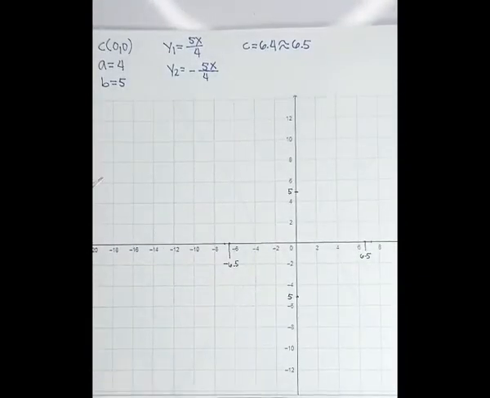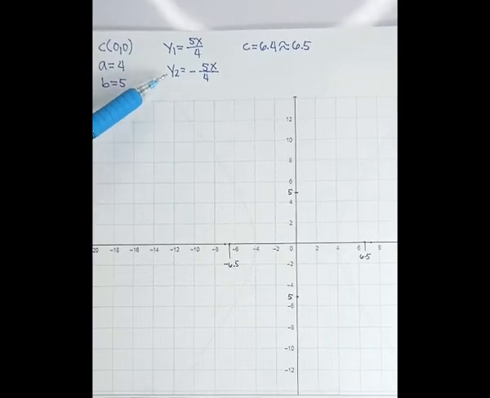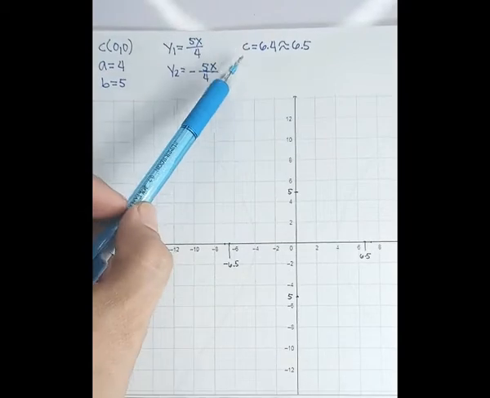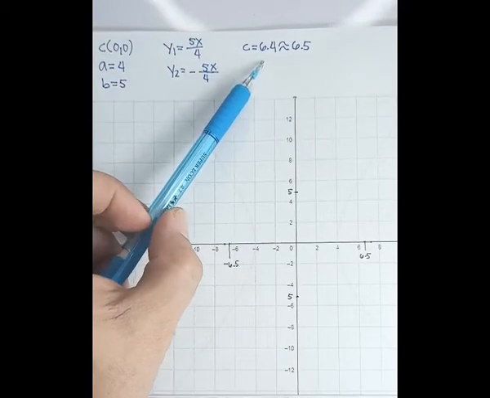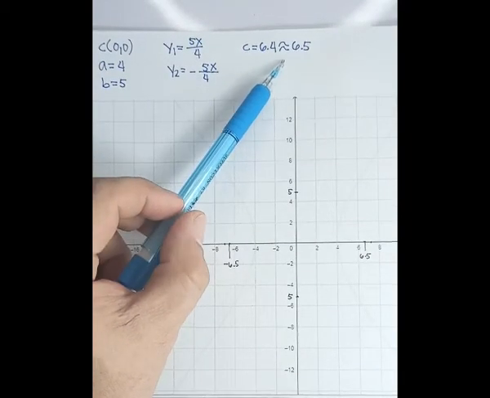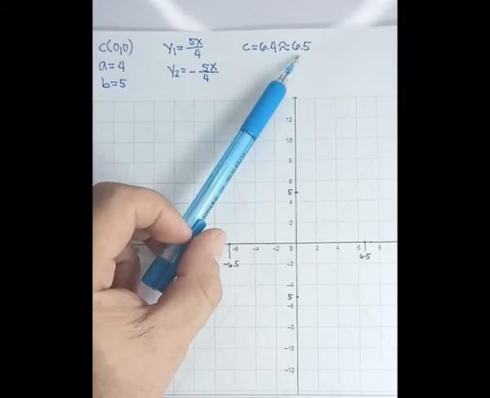Okay, I'm rewriting what we solved earlier. The center of the parabola is at (0, 0). A equals 4, B equals 5, and then we have y1 and y2 as our asymptotes. Then our C, from the center of our hyperbola, is 6.4, which we rounded off to 6.5.